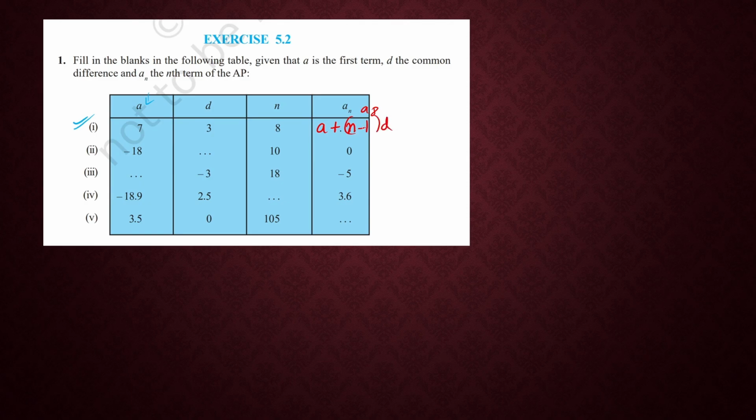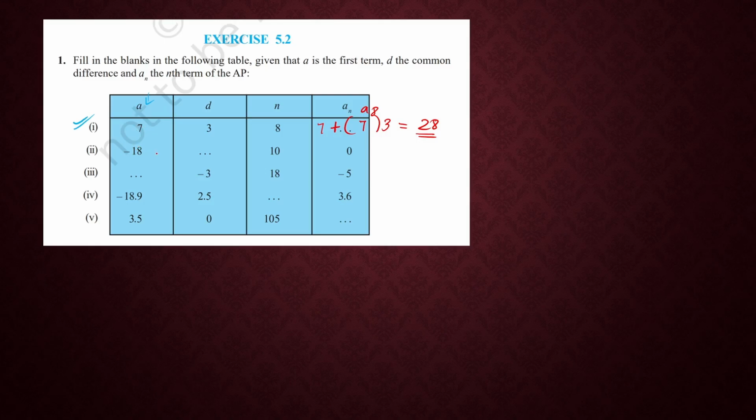So what's the value of N minus 1 here? The value of N minus 1 is 8 minus 1, 7. D value is 3. A value is 7. That's it. So that is 7 plus 21, 28. Hope this is the right answer.